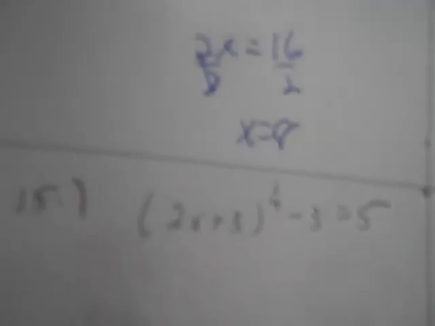Okay. All right, next one, number 15. We got the quantity 2x plus 3 to the 3/4 power minus 3 equals 5.